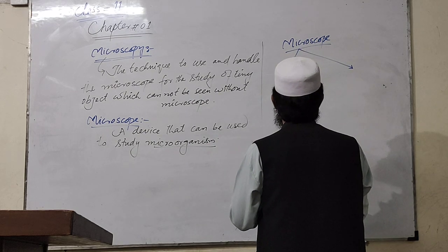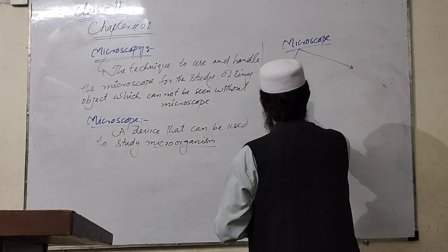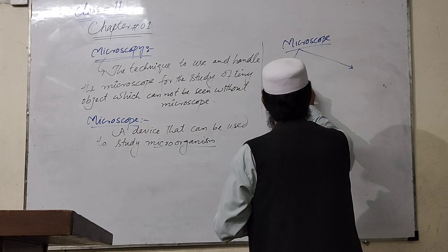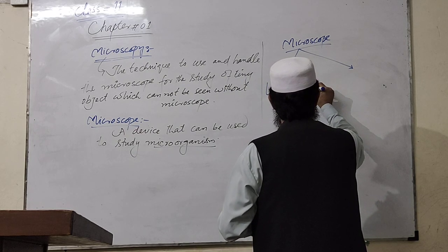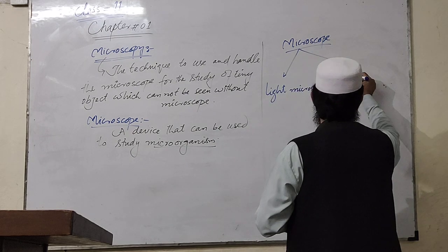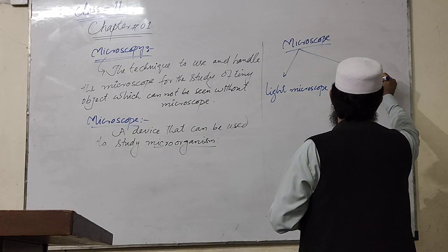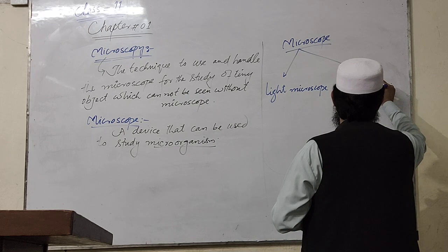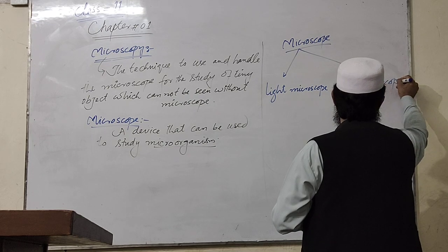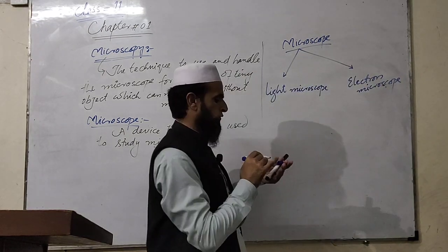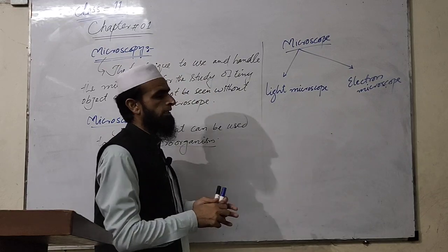One is called the light microscope, and the other one is the electron microscope. These are two kinds of microscopes. They must be defined separately.